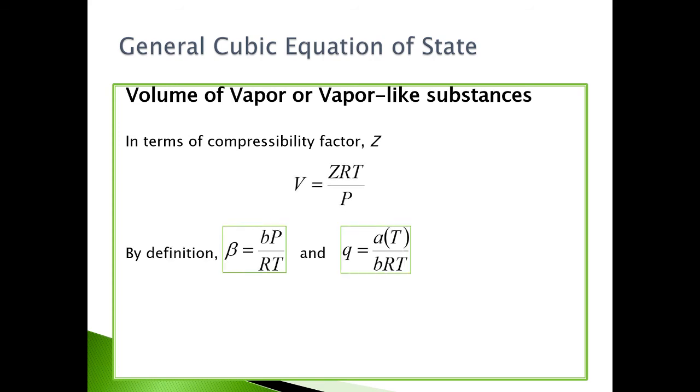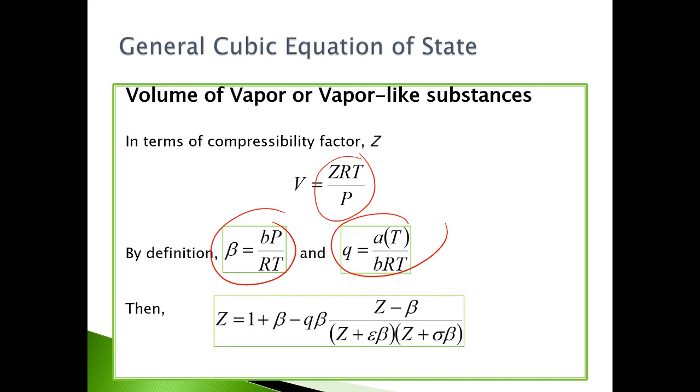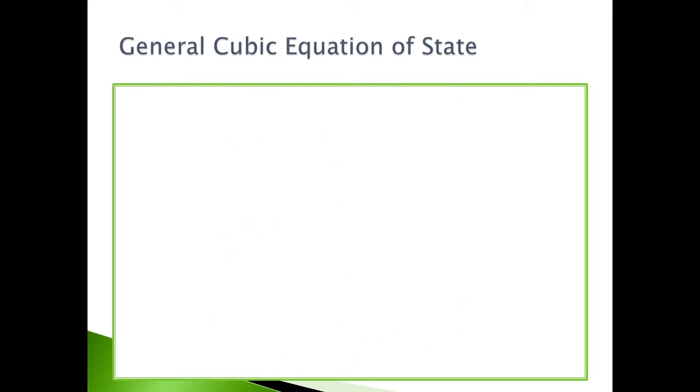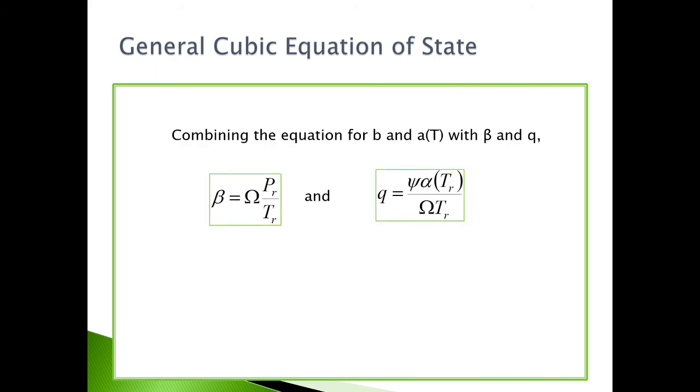In terms of compressibility factor, do you remember the equation of V? It is just Z RT over P. And then, by definition, we have equations for beta and q. Now, expressing the general cubic equation of state in terms of Z instead of V, this is our equation. If we want to calculate Z using the general cubic equation of state, we simply use this equation. Simply, quote unquote.